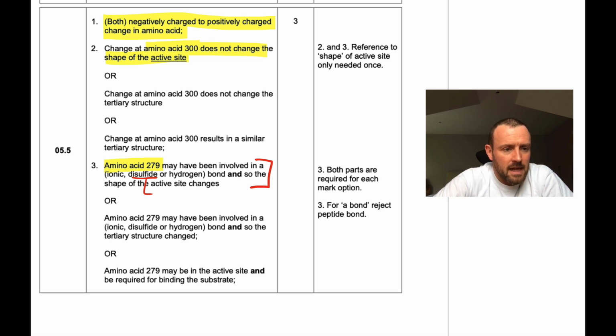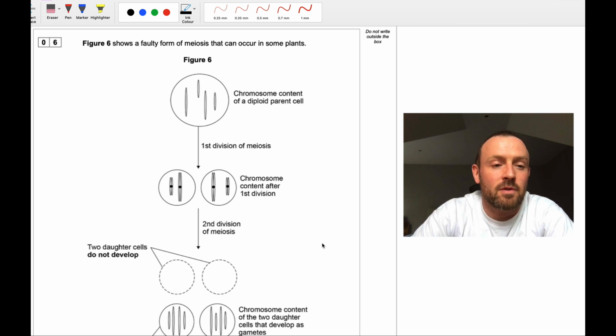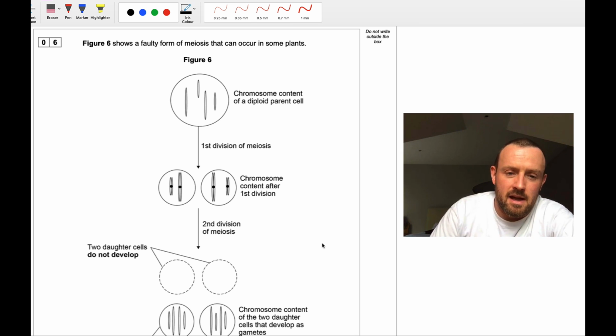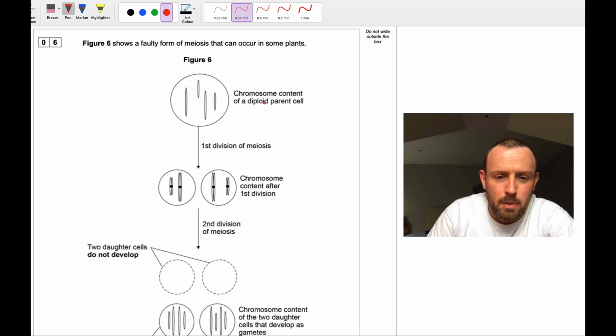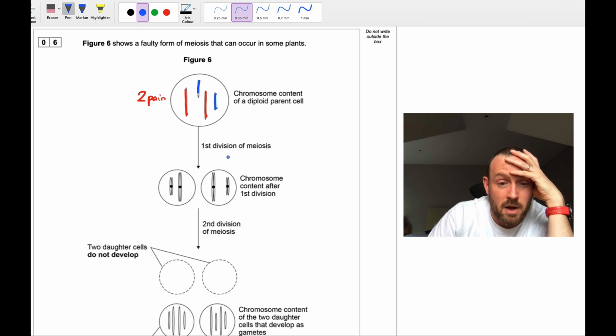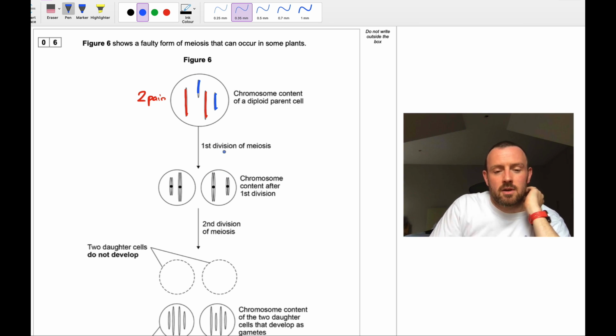Okay, let's keep going. Moving on to question 6. Figure 6 shows a faulty form of meiosis that can occur in some plants. So here we have the original cell chromosome content of a diploid parent cell. Notice here we've got 2 pairs of chromosomes, because we can see we've got a long one, and another long one, and then we've got a short one, and another short one, like that. Okay, after the first division of meiosis, we've separated out the homologous pairs.